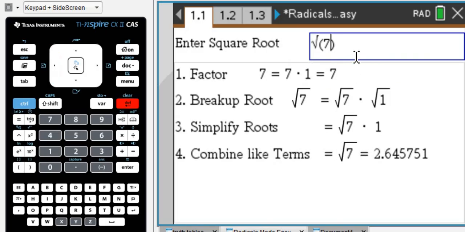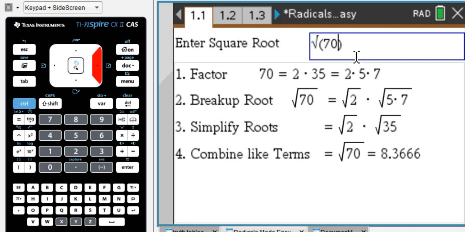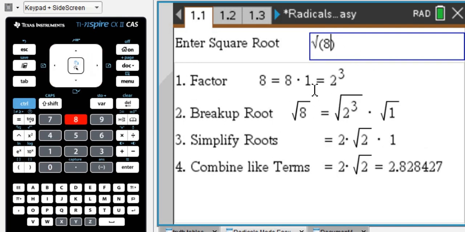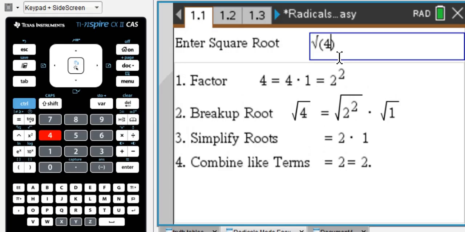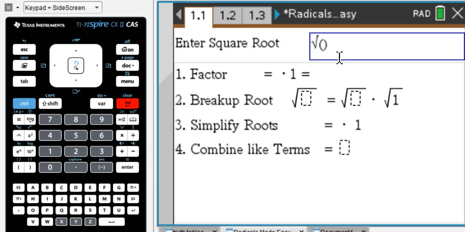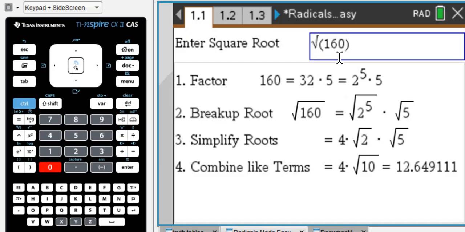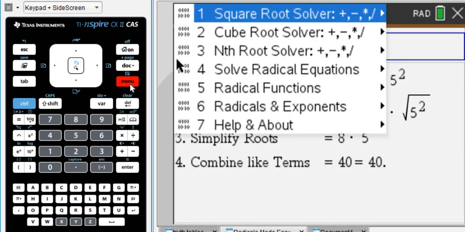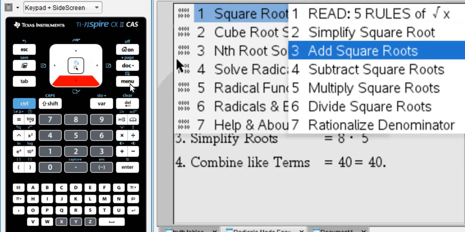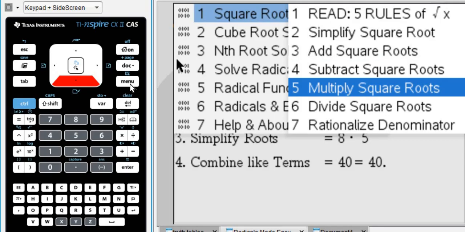If you then, of course, want to change the question, you can immediately get all the answers solved right away. You know, any root that you enter, even large ones, larger than that, root of 1600 is just 40. So that's square roots. And of course, you can also add, subtract, multiply square roots.